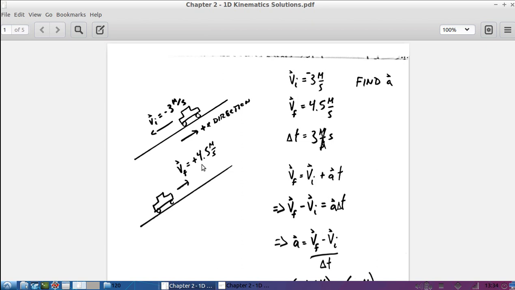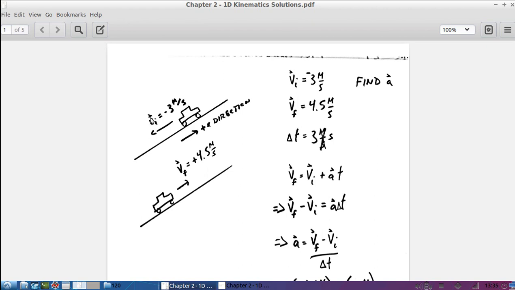I'm asked for the average acceleration. So I've got my picture, I start writing all my stuff down. What do I know? The initial velocity, the final velocity, the time interval that this velocity change occurs over, and I'm looking for acceleration. Right?